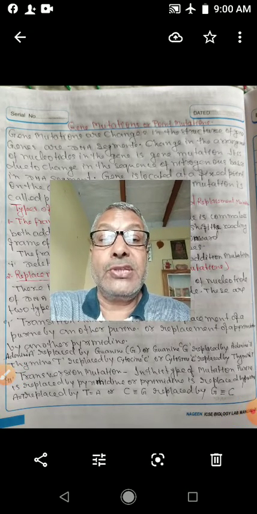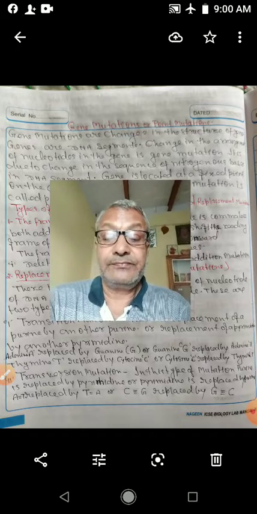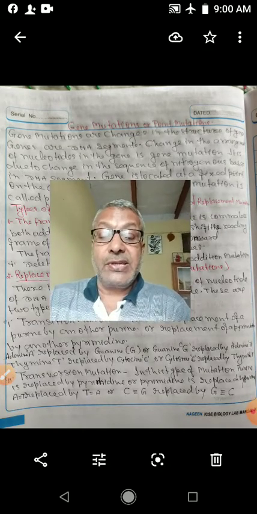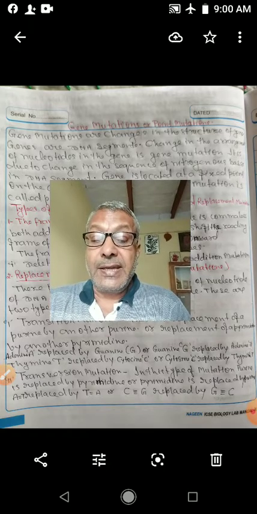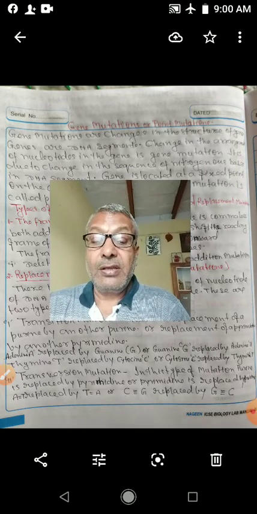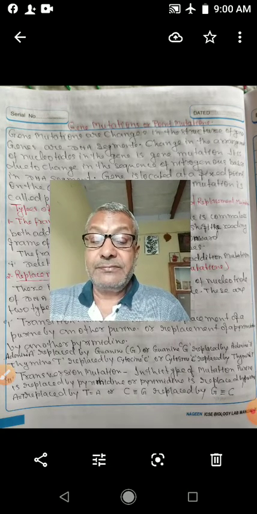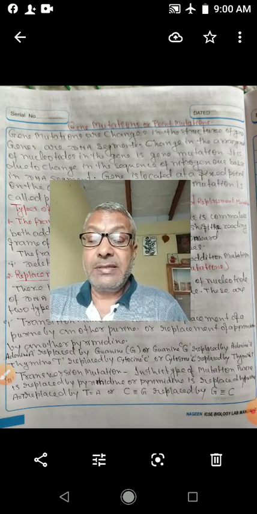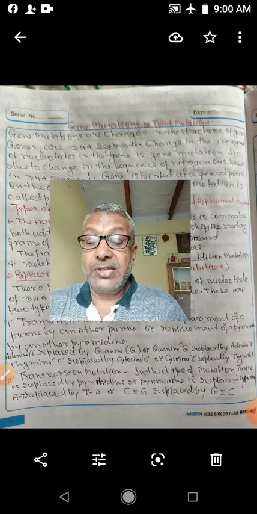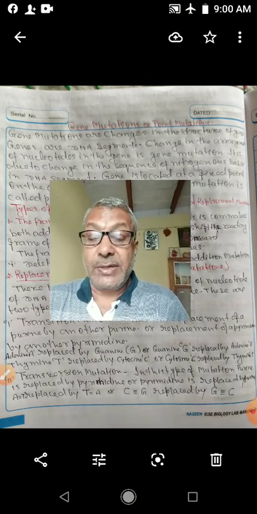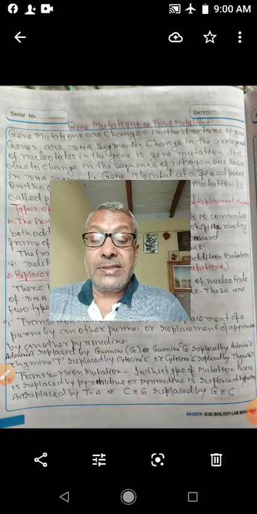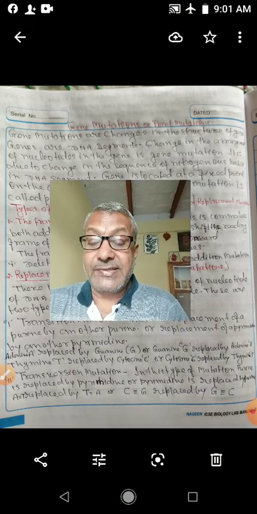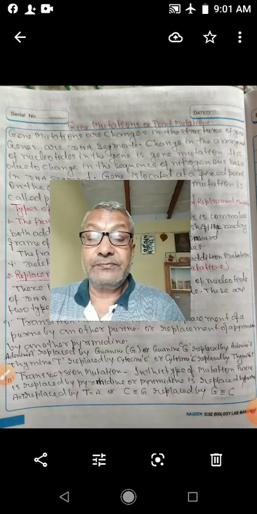Now I am going to teach you gene mutation. Gene mutations are changes in the structure of genes. Genes are DNA segments. Therefore, a change in the arrangement of nucleotides in the DNA segment is a change in the gene, and it is called gene mutation. It is due to a change in the sequence of nitrogenous bases in the DNA segment.